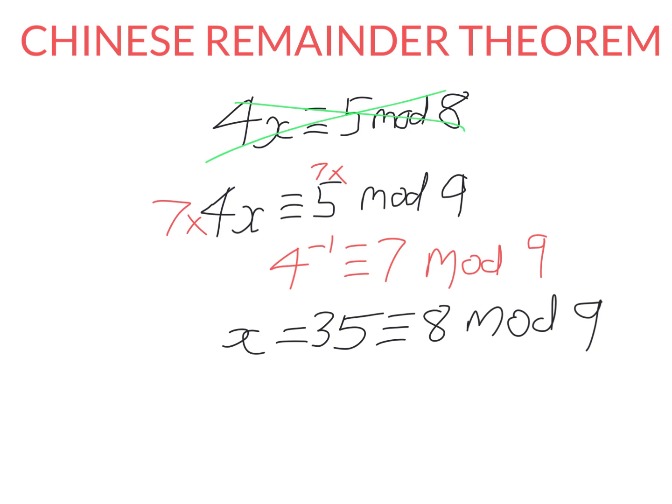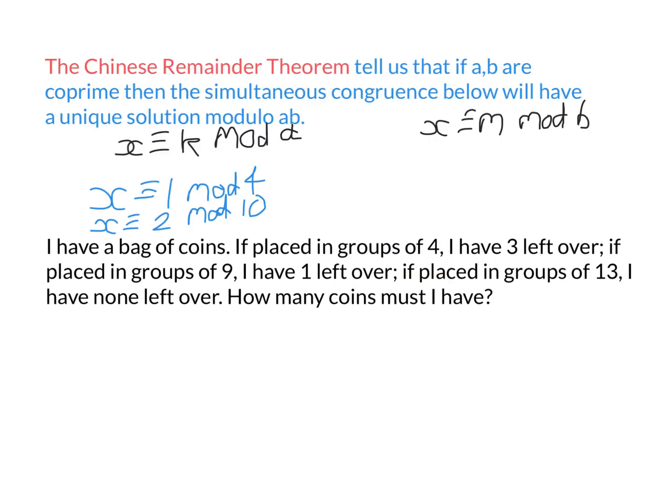So we're now going to look at solving many of these simultaneously, for which we'll use the Chinese remainder theorem. So the Chinese remainder theorem tells us that if you have congruences like this that you want to solve at the same time, there will be a unique solution modulo a times b as long as a and b are co-prime to each other. That will allow us to avoid a situation like we saw in the previous slide.